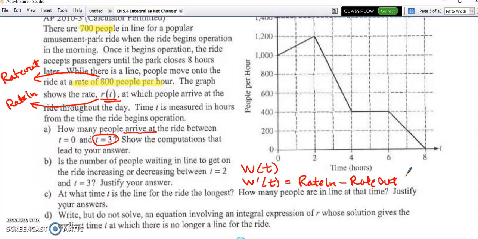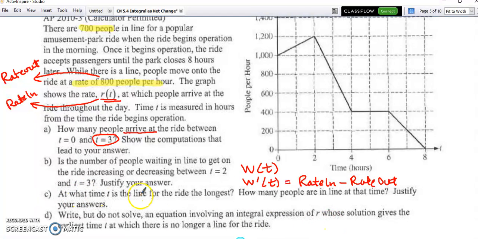So you want to think about that when you set this up, that you actually don't need to find W of t. You simply need to have a definition for the derivative of W of t, and that is going to be a combination of the rate in minus the rate out. So the rate that they are waiting in the line is the rate in minus the rate out. Okay, I'll leave that for you to think about.